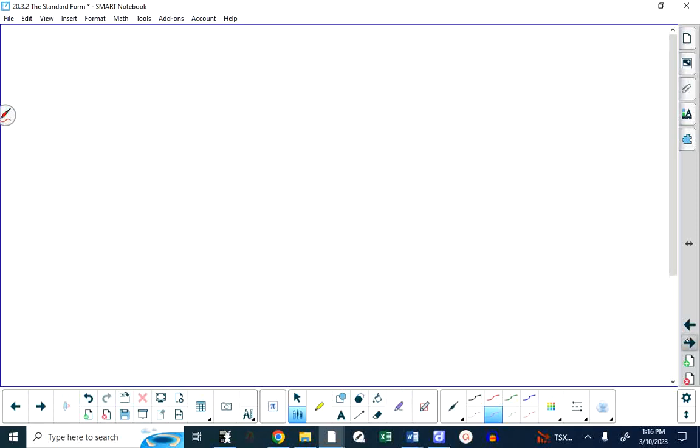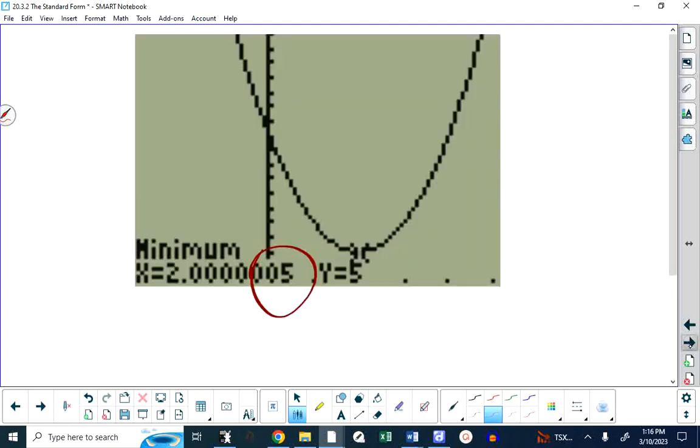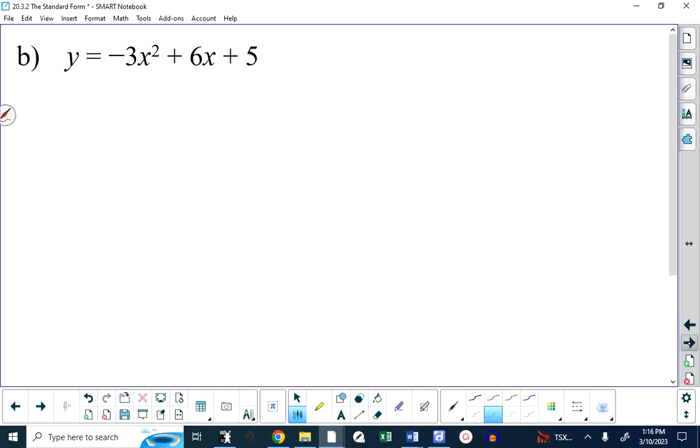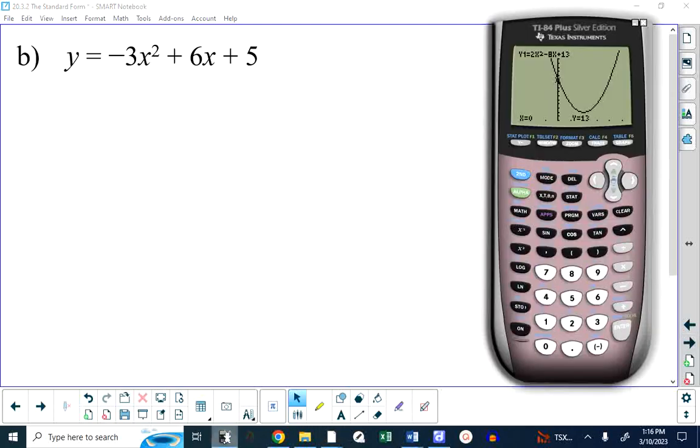Let's try another one. And I'm going to go a little quicker through this one. We don't need to have as broad a discussion. Let's graph this first. y is equal to negative 3x squared plus 6x plus 5. And again, I've mentioned this before, sometimes I just enter x squared by hitting the x key twice. Double check to make sure it's entered correctly, and then we're going to go zoom standard. And if we need to correct things after we go zoom standard, we will.